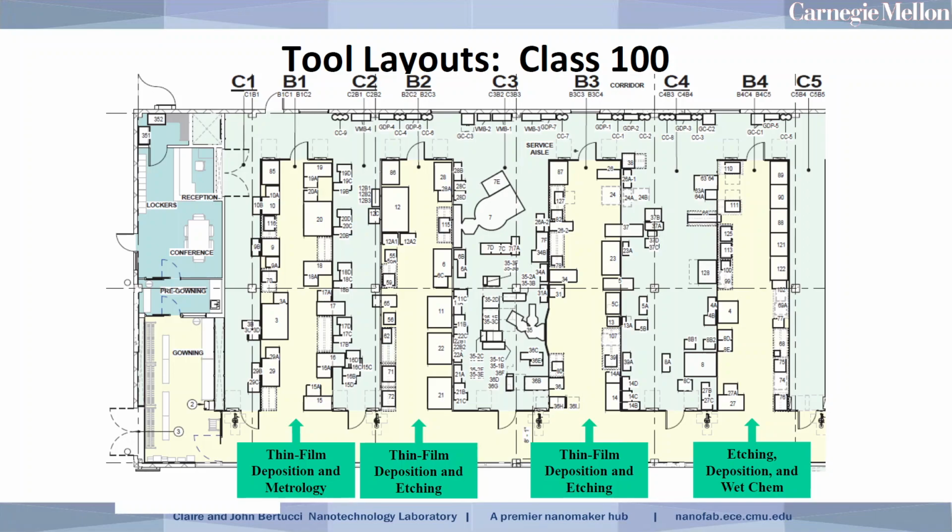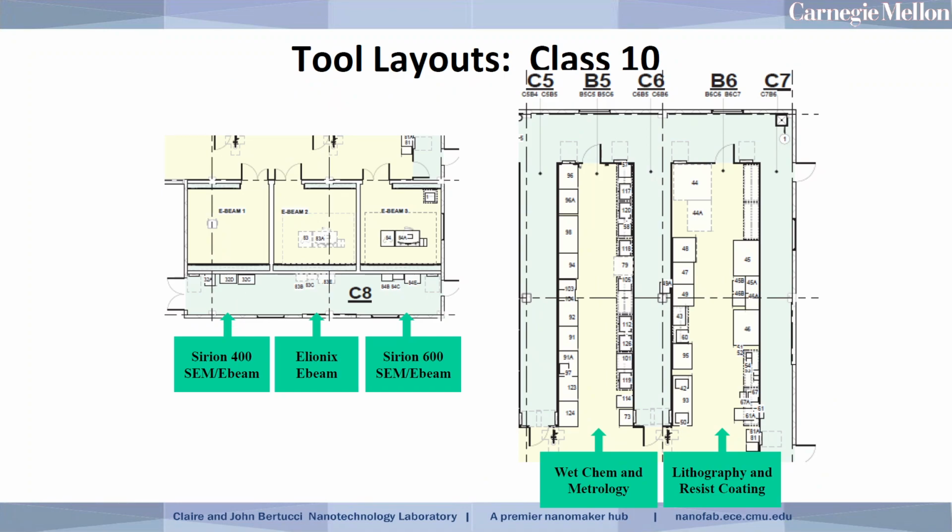So moving on to the Class 10 area, that would be bays 5, 6, and the E-beam rooms. In Bay 5, we have more wet chemistry, but this is more geared towards solvent processing and development processes. So we have a bunch of stainless decks and associated labware and resources for using the decks. And Bay 6 is mostly lithography, so it's largely spin coating, baking, and exposure. So we have our mask aligners, our stepper in this bay as well.